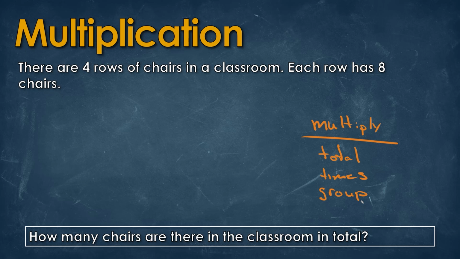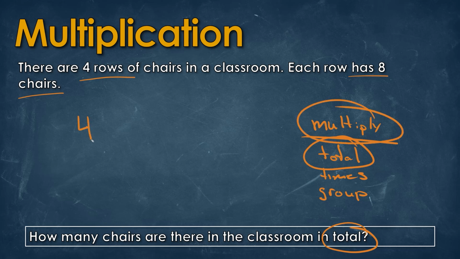So let's read this out loud. There are 4 rows of chairs in the classroom. Each row has 8 chairs. How many chairs are there in the classroom in total? So we know that it is in total. If that's the case, then we are going to multiply. So we're going to have 4 times 8. And if we multiply that out, looking at our multiplication table, we know that that is going to be 32.